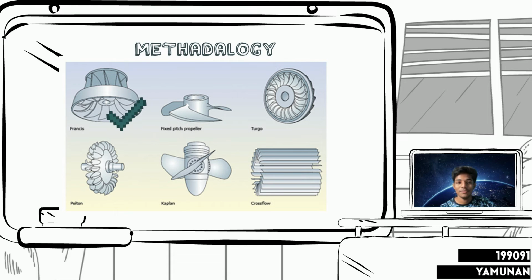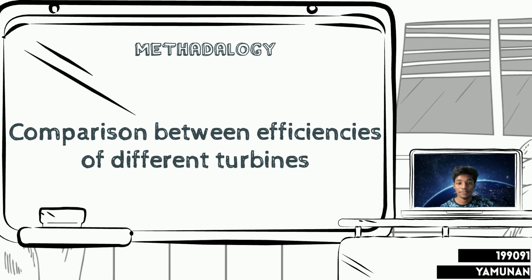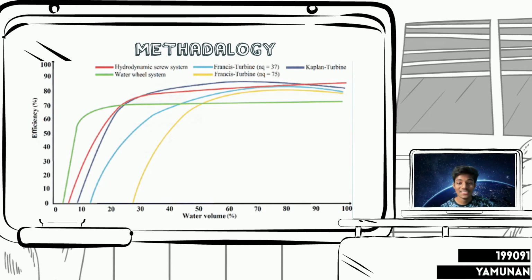This is a graph comparing the efficiencies of the different turbines. As you can see from the graph, the Kaplan turbine has way more efficiency than the Francis turbine that we chose, but due to some issues with the design and also the size of the Kaplan turbine, we thought of choosing the Francis turbine, which fits our PSH the best.